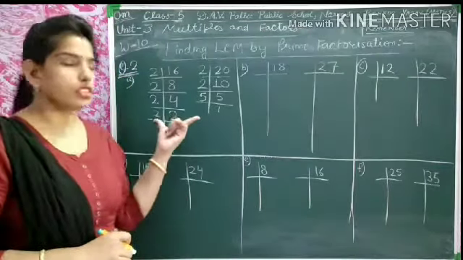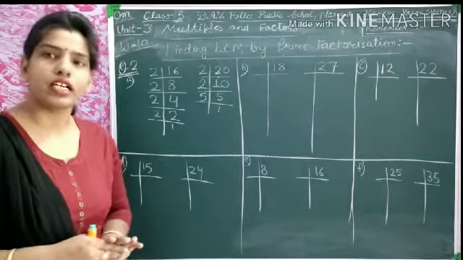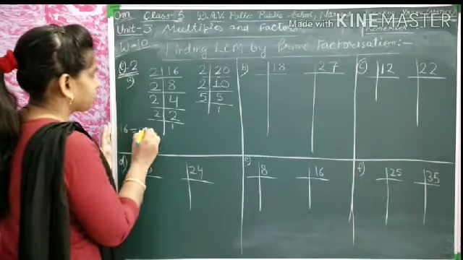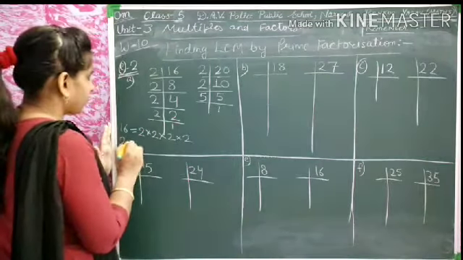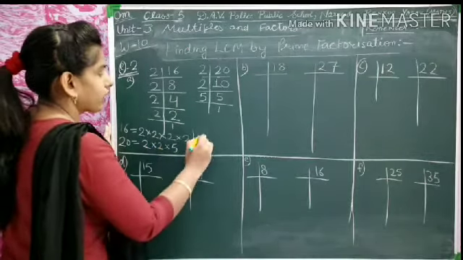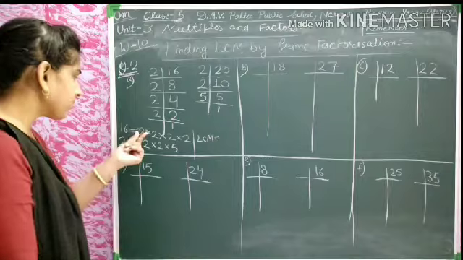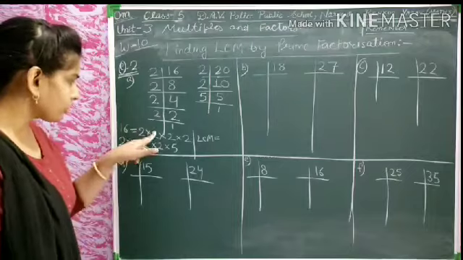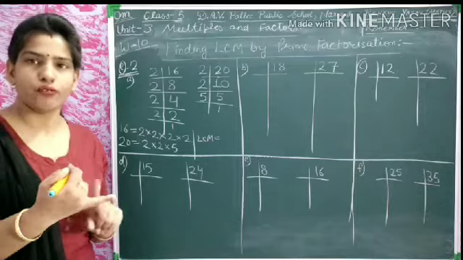Now we have the prime factorization of both the numbers, but we have to find the LCM. So 16 is equal to 2 into 2 into 2 into 2. Now 20 is equal to 2 into 2 into 5. To find the LCM, firstly we will check how many prime numbers there are. Only two prime factors are there, 2 and 5.